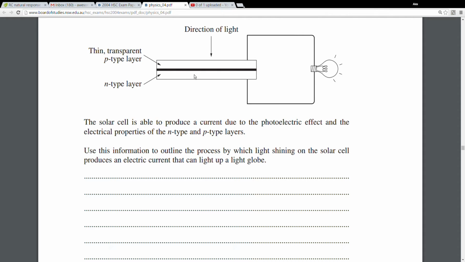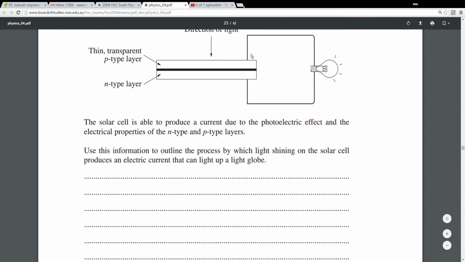Yeah, so once it jumps to the N-type layer, there's a potential difference. This would act like a battery, and thus the electron is going to go around the circuit. And this is not one electron, this is going to be millions and billions of electrons. And it's just moving one by one.